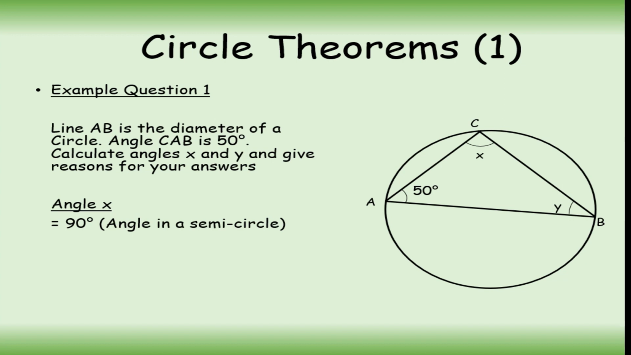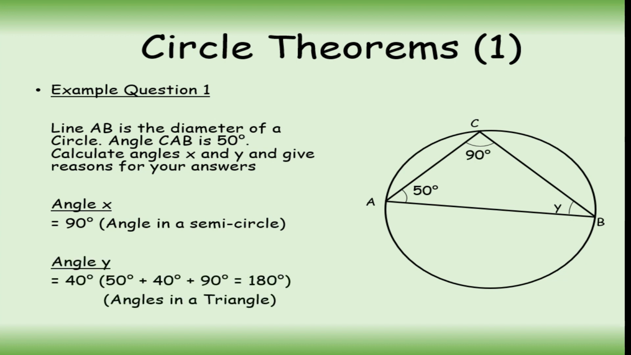Then let's look for y. Y is now the sum of 50 plus 90 and taking it out of 180, because in the whole circle, the triangle, it should give us 180 degrees. So if I know my 90 and I know 50, I sum them and I get 140. And 140 from 180 is 40 degrees. So y is 40 degrees.